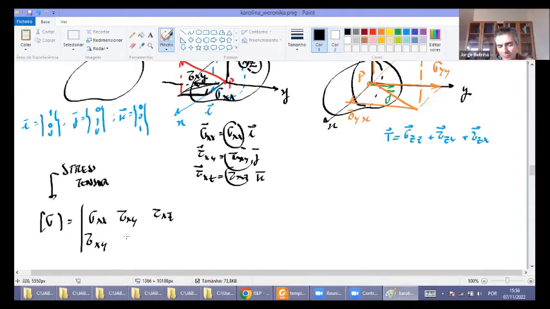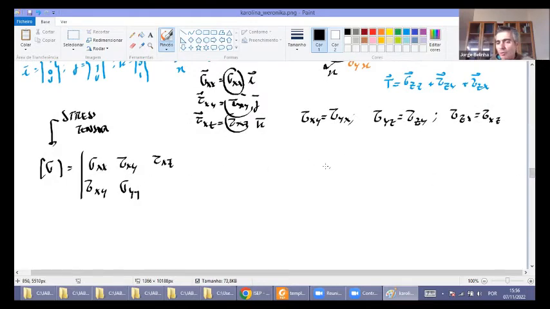And the stress tensor is organized like this. It is symmetric, so these two variables are equal. Don't forget that our tau xy is equal to yx, our tau yz is equal to zy, and our tau zx is equal to xz. Okay, so you can just represent one of them, you only have 6. This is your stress tensor. This is only valid for point P.